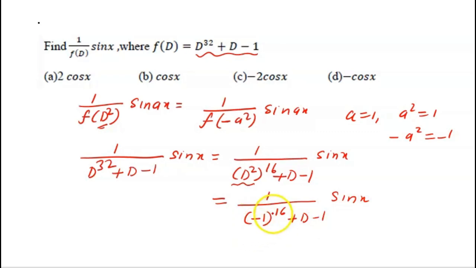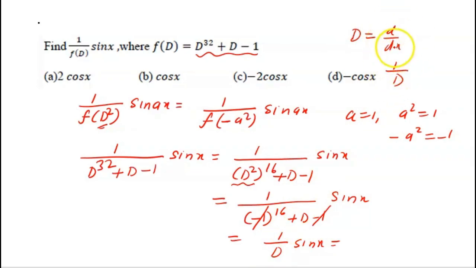Now minus 1 to the power 16 is basically 1 and minus 1. So this 1 and minus 1 is cancelled. What I get? I get 1 by d of sine x. And you know what is the meaning of 1 by d? d stands for the derivative, that is d by dx. So 1 by d is the inverse operator of differentiation, means it is integration. So 1 by d basically stands for integration. So what is the integration of sine x? The integration of sine x is minus cos x. So what is the answer? The answer is D. I hope you are getting it.